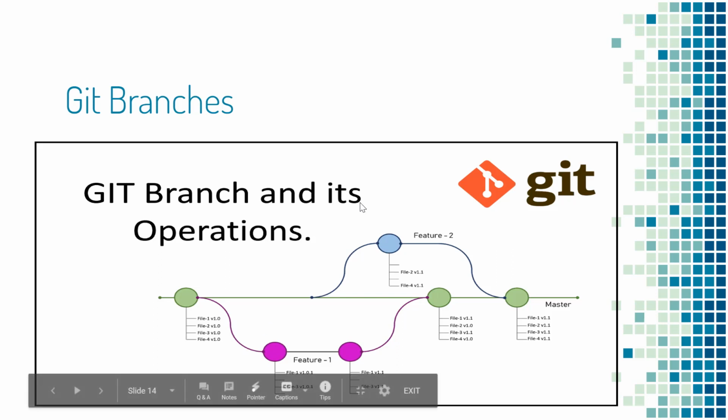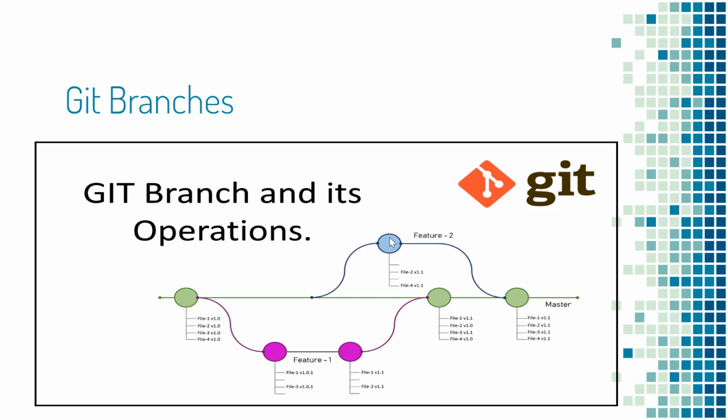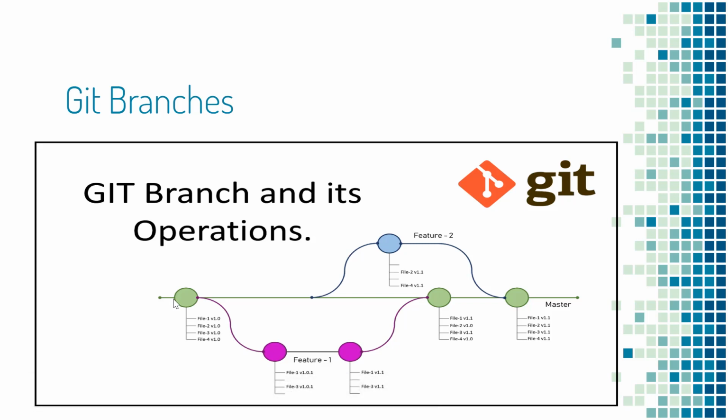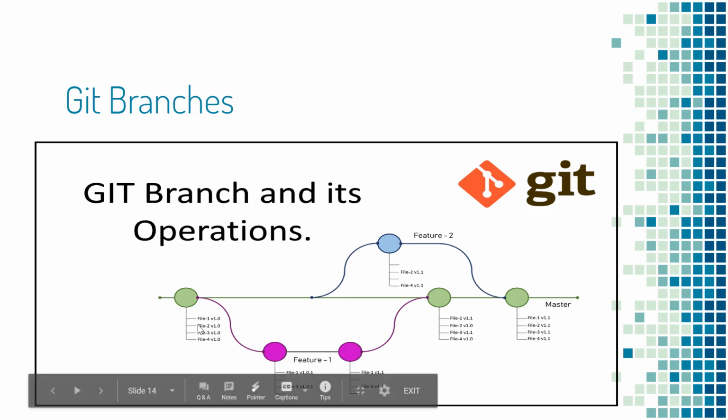So let's say, in this example here, we have 2 developers. The first developer is the purple one, and the other one is the blue one. The timeline for our code base here is the green one. This is the master that we usually call the master branch. When you start with the master branch, as you can see here, all these 4 files, file 1, file 2, file 3, file 4, are going to be on version 1.